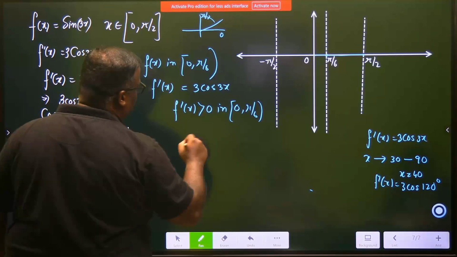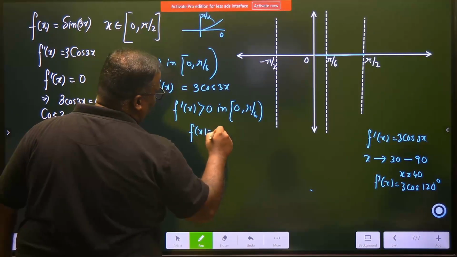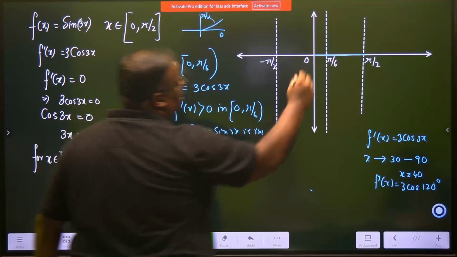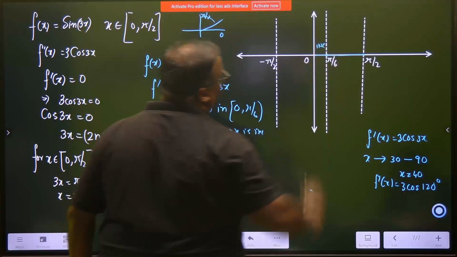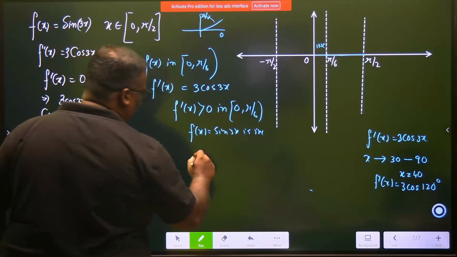Let's see the next logic. If this is greater than 0, we say f(x) equal to sine 3x is increasing. That means in this interval, the function is increasing. Okay? Now let's see the next one.